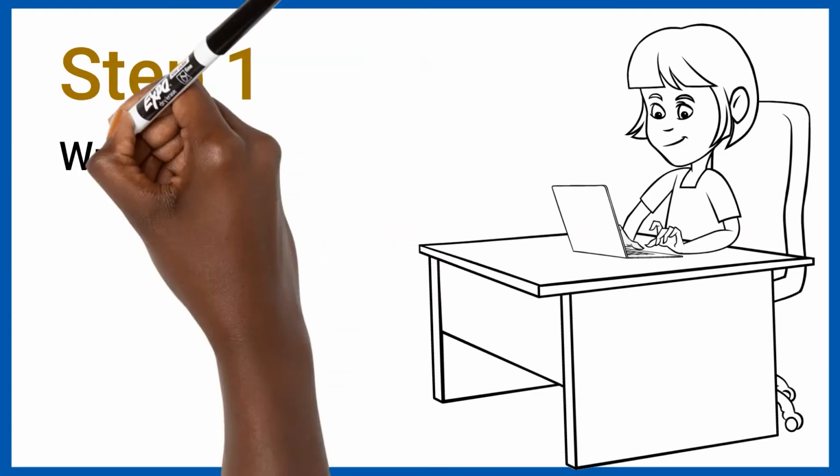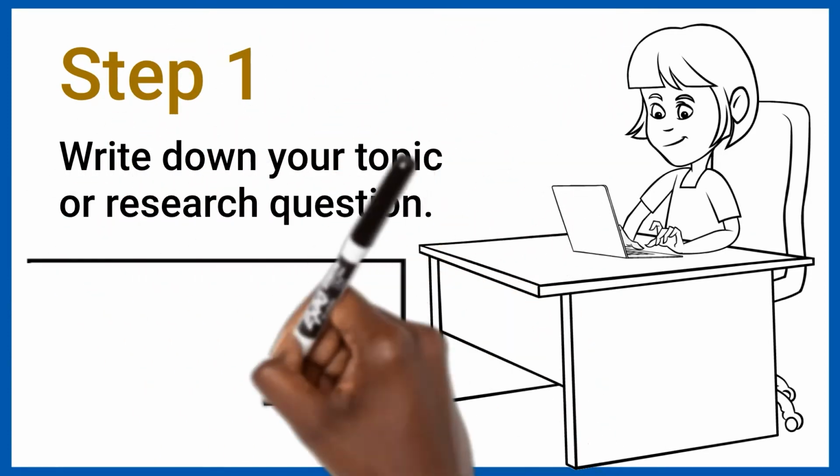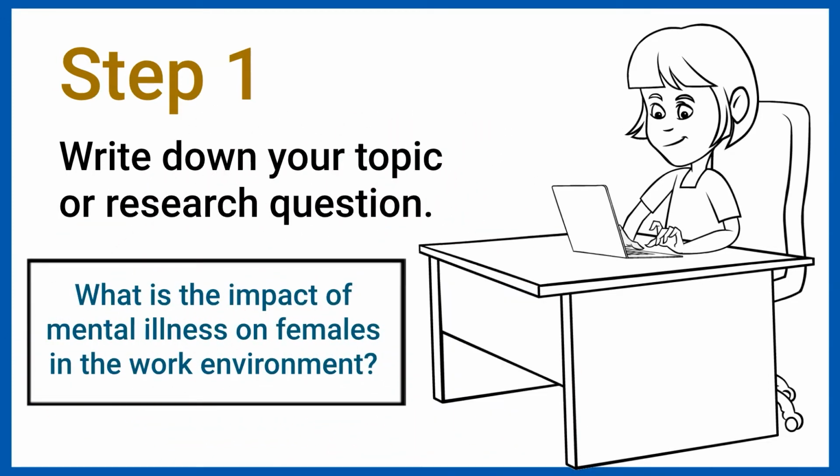Step 1. Write down your topic or research question. By writing it down, you can easily review your topic to ensure the search results are applicable to your research question. For example, what is the impact of mental illness on females in the work environment?